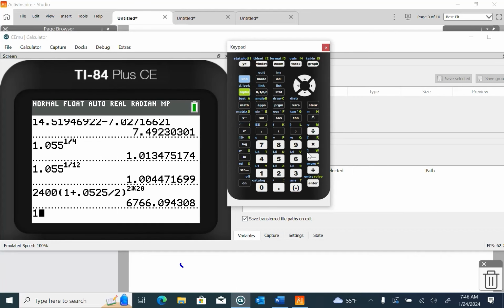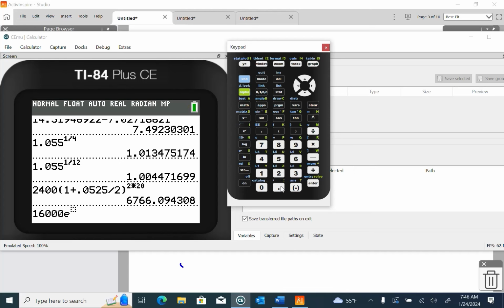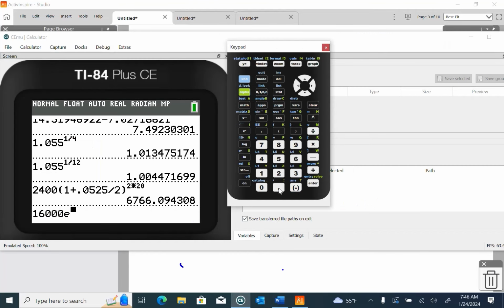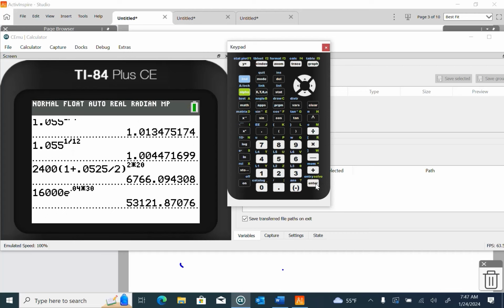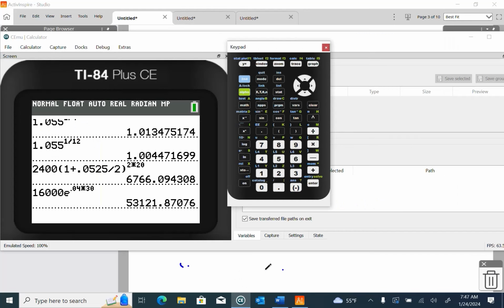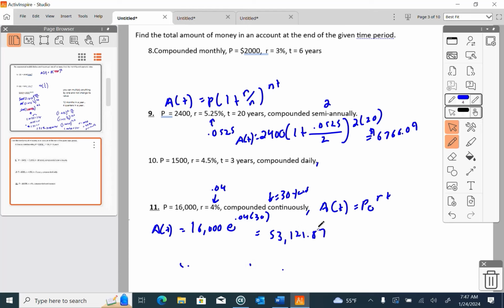We got 16 grand. 1, 2, 3. There's an E key, second natural log. 0.04 times 30. If you don't know, that's going to be like 1.2. The calculator will do it for you. $53,121.87. Not bad. Too bad it took 30 years.